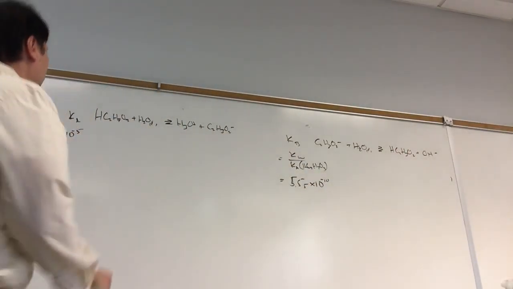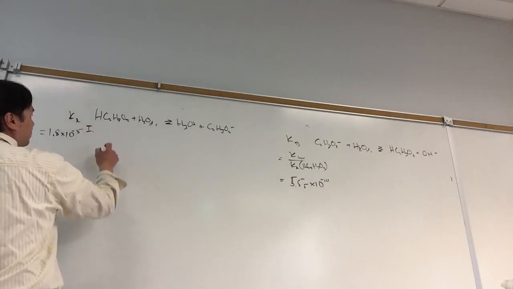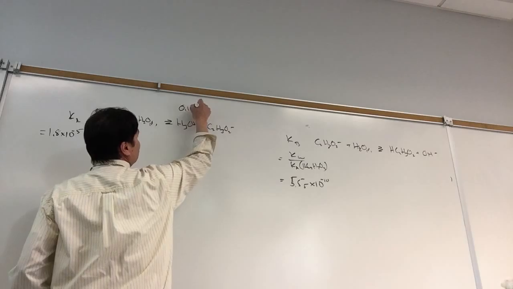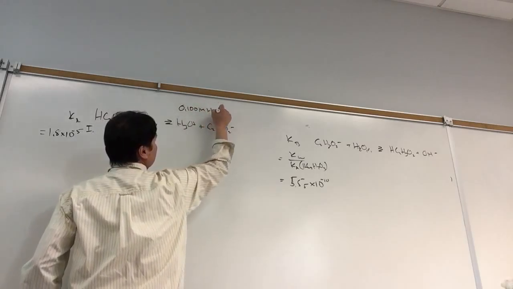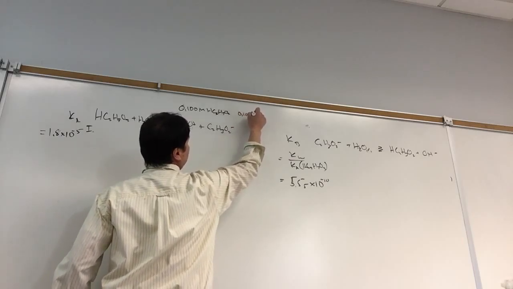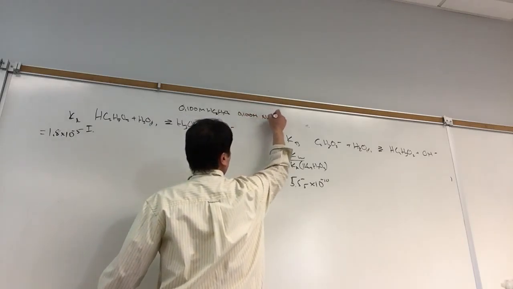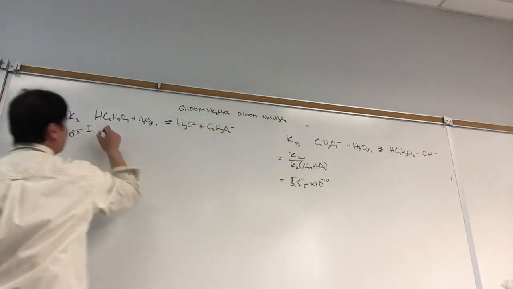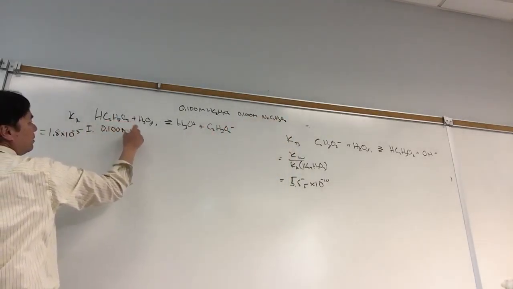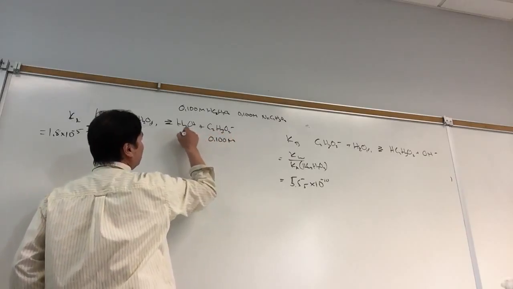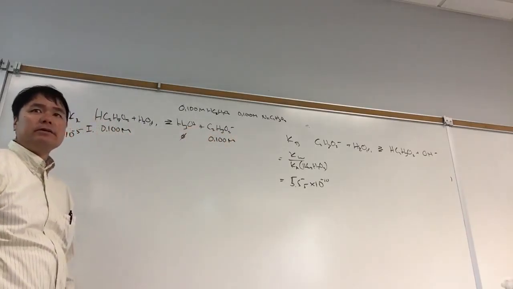And so we do the ice table here. This is what we call common ion. I'm going to say that this solution is 0.100 molar acetic acid, and at the same time, we're going to have it 0.100 molar sodium acetate. And so we have 0.100 molar acetic acid to begin with, and then the acetate is going to be 0.100 molar. And the hydronium is going to be 0.